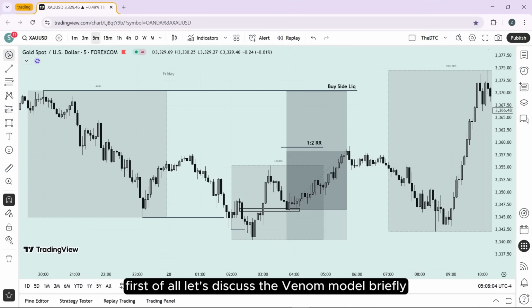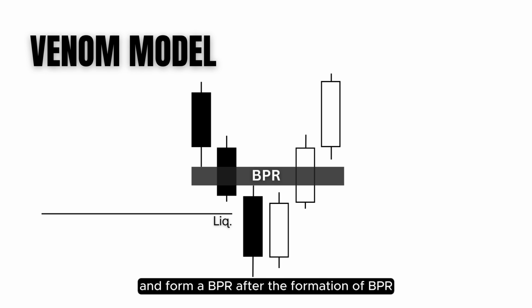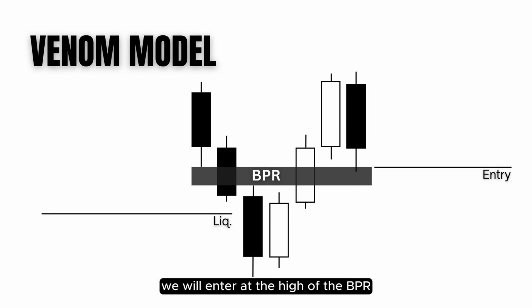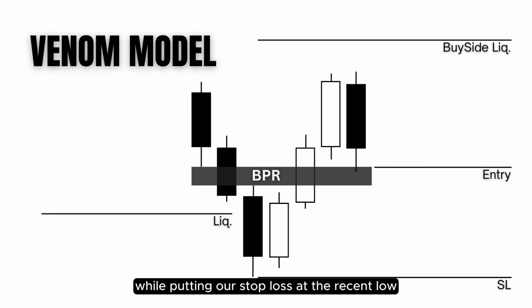First of all, let's discuss the Venom model briefly. It's basically waiting for a liquidity grab, and then after liquidity is taken, wait for the market to change its direction and form a BPR. After the formation of the BPR, we will enter at the high of the BPR and target the next draw on liquidity, while putting our stop loss at the recent low.